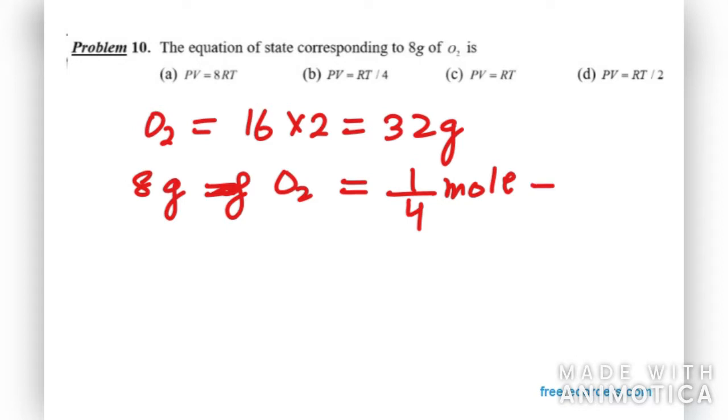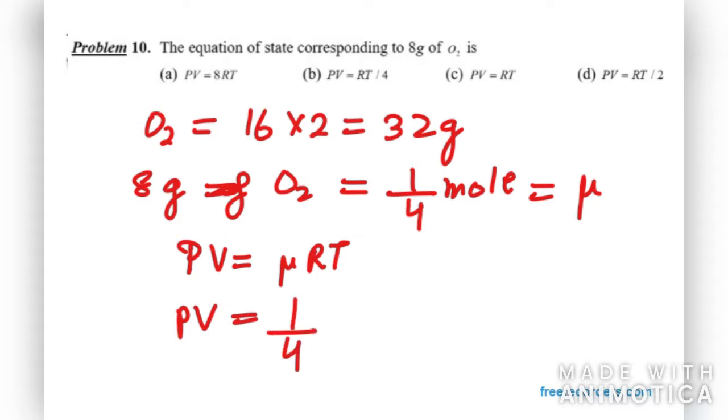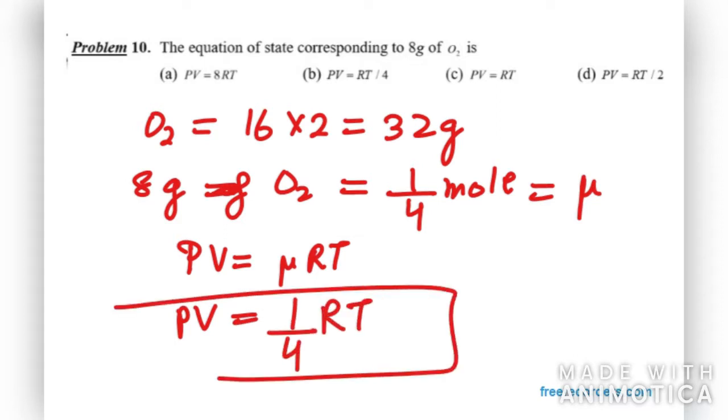So that means mu is equal to 1 by 4 mole. Now, PV is equal to mu RT. So PV equals 1 by 4 RT. So the right option in this case is B.